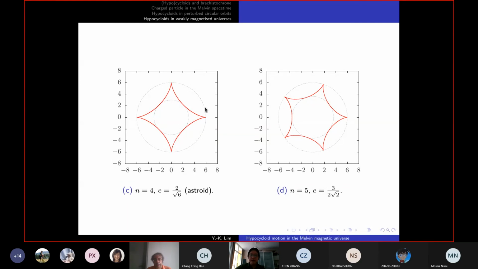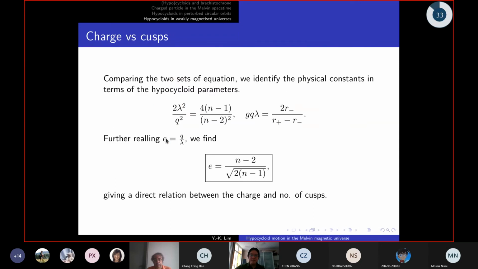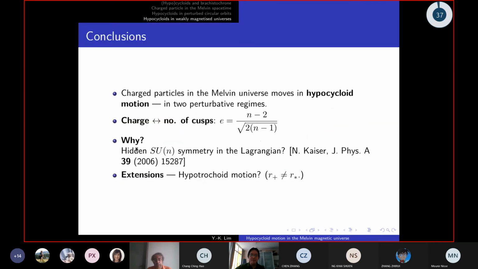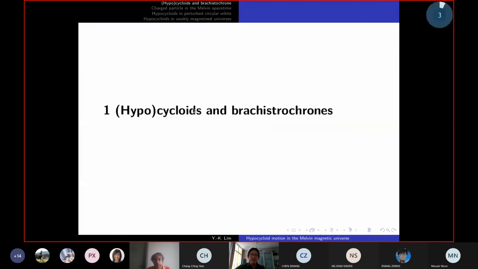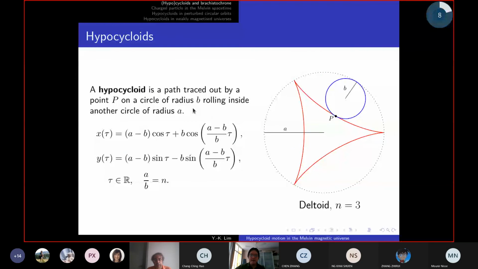So there are a few cases I did not describe. If n is a rational number, they are finite. So it will go a few rounds until it closes back to the initial point. That happens if n is a rational number. But if n is irrational, then eventually it will have an infinite number of cusps, and if you run the time forward, eventually it will fill up the entire circle.